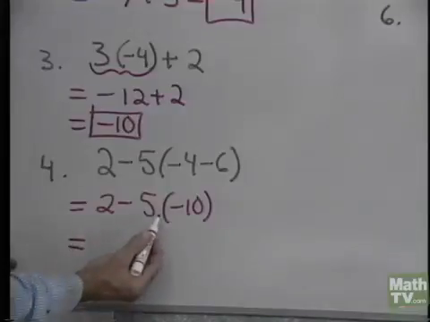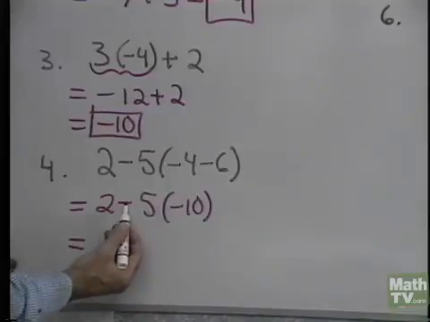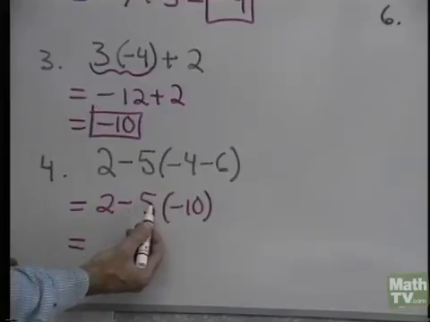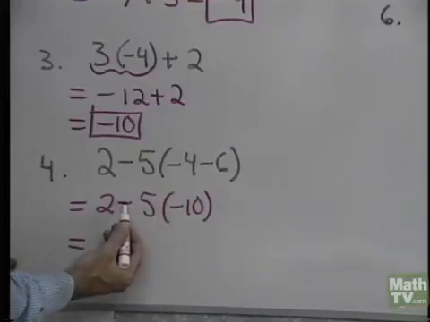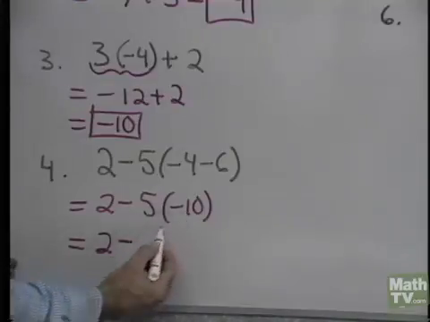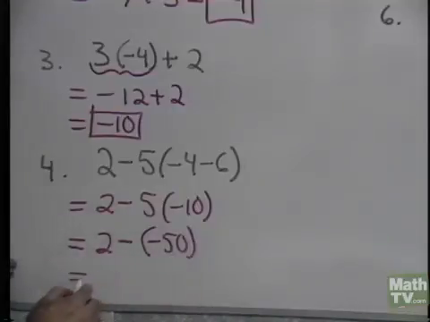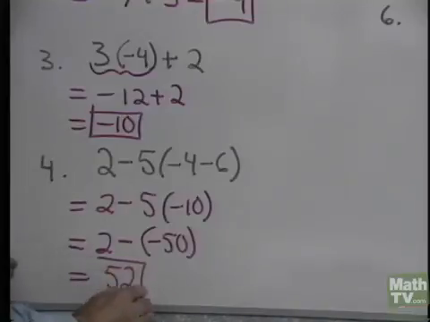Now I have a choice here. I'm going to multiply 5 times negative 10, and here I have subtraction. I can take the subtraction sign with the 5 when I multiply, or I can leave it right here. Let's leave it for a second. And now I have 5 times negative 10, which is negative 50. And then 2 subtract negative 50 is 2 plus 50, which will be simply 52.